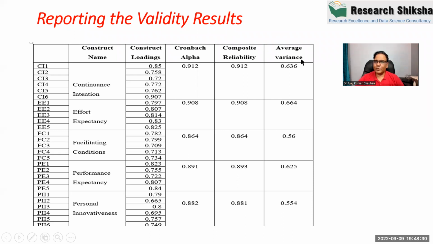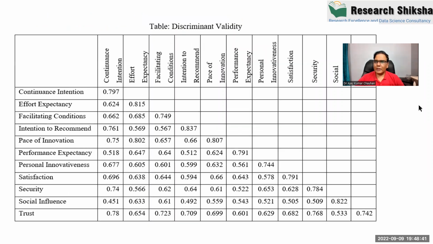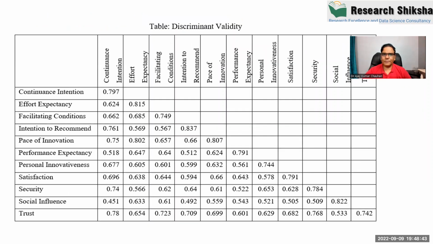Average variance extracted must be greater than 0.5. Composite reliability must be greater than 0.7. These conditions indicate that convergent validity exists, and discriminant validity we report like this. This table represents the presence of discriminant validity.